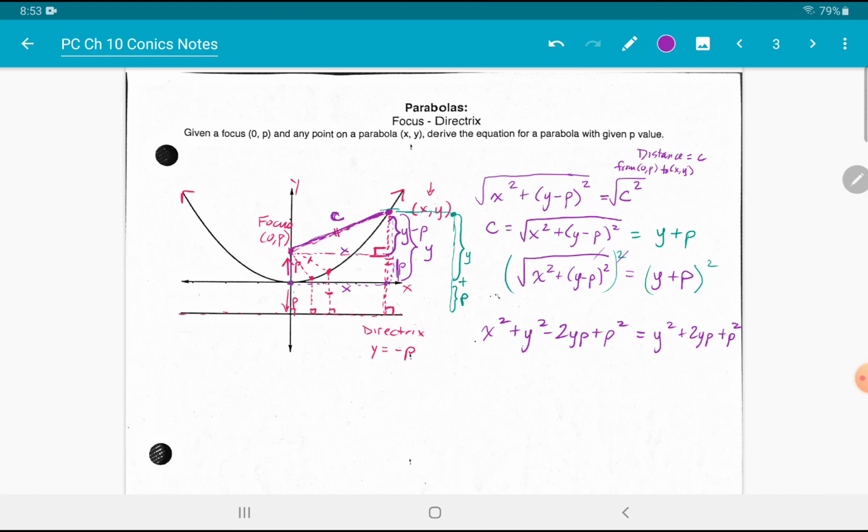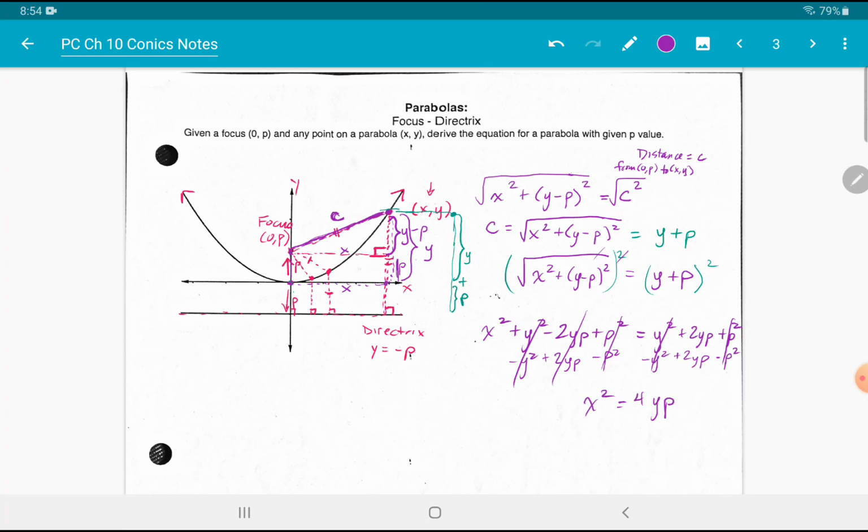And then from here, we'll combine like terms. So if we bring the y squared over, what you'll notice is that they will actually cancel out. Now we don't have any more y squared. If we bring the p squared over, again, they cancel out. So we'll get rid of those. And then let's bring the negative 2yp over to the other side. So what we'll end up getting is all on the left side, all we're left with is x squared, and on the right side, we are left with 4yp.